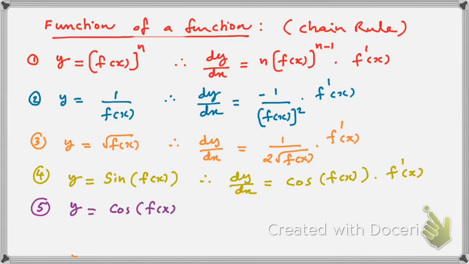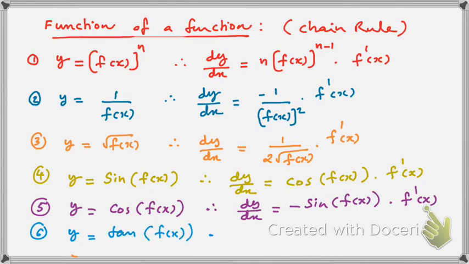Y is equal to cos of f of x. So what does that look like? Y is equal to cos x. And what's the derivative of y is equal to cos x? Derivative of cos x is negative sine x. So derivative of cos of f of x would be minus sine of f of x, but not finished, into f dash of x.